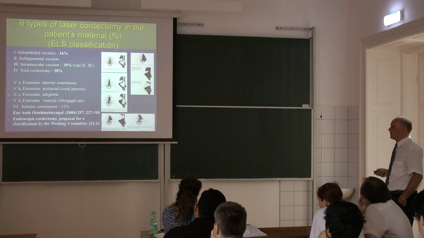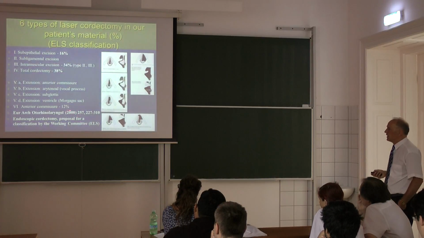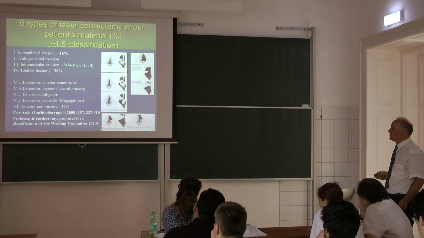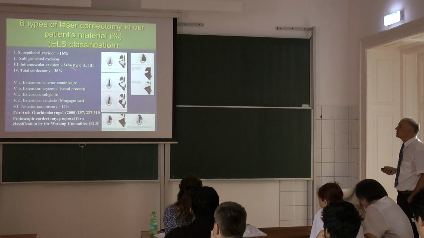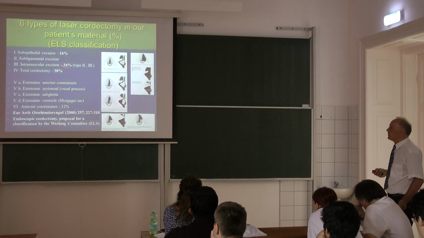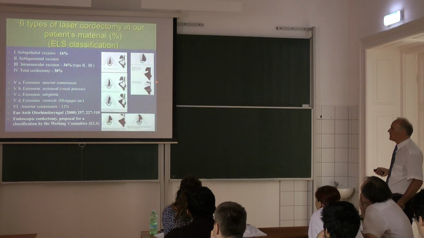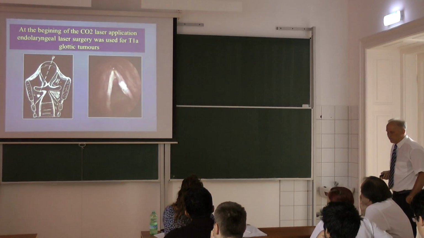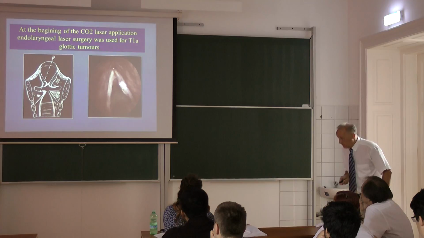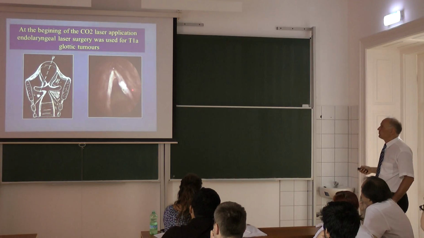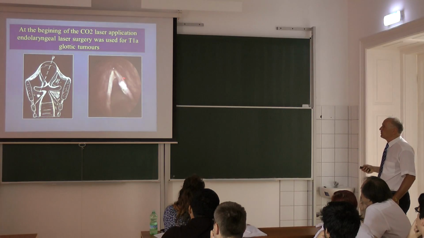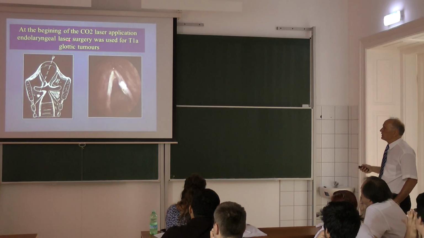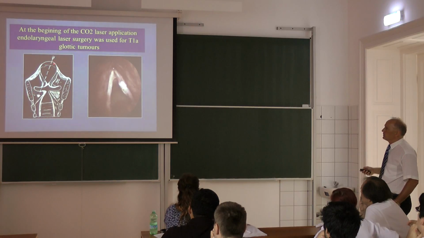So we see the TNM classification of our patients, and here, from the European Archives of Otorhinolaryngology issue of 2000, we have a proposal for the classification of these tumors and the resected part of the larynx. You see the different, increasing extension of the resection of the vocal fold and the larynx. At the beginning of our laser treatment in the 80s, we started with small tumors like this one, which is a T1A tumor, and we resected it with the straight CO2 laser.